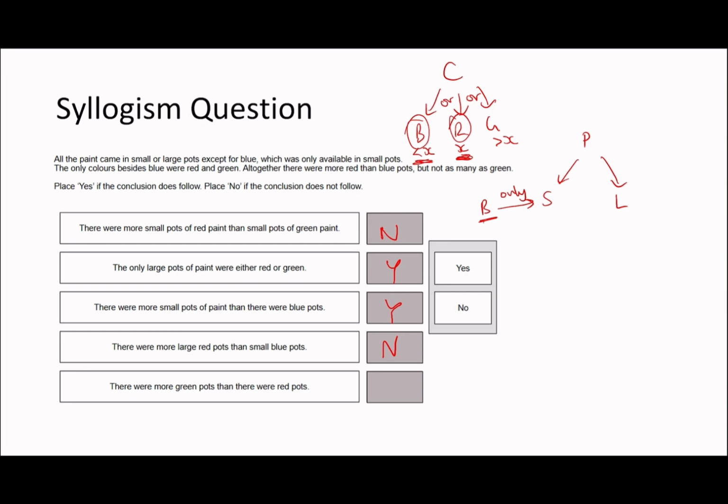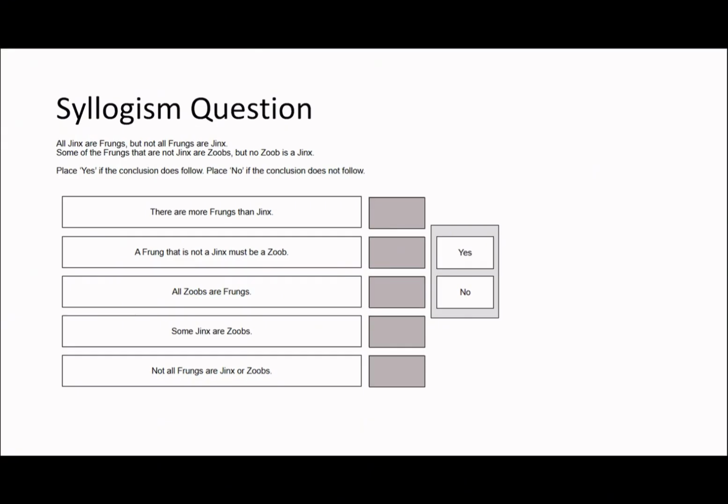There were more green pots than there were red pots. Well, this is just true based off the diagram. You don't have to do any hypothetical stuff here. I mean, you can try to, but once again, you'll fail. And because of that, the original statement must be true. Okay, you can quite clearly see here. Okay, let's go on to the next question then.